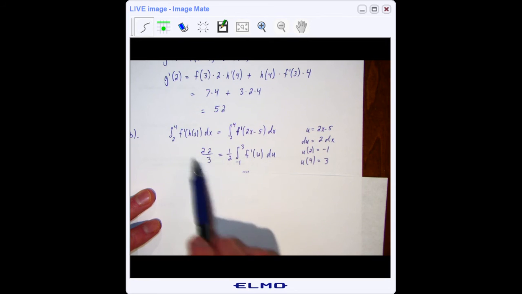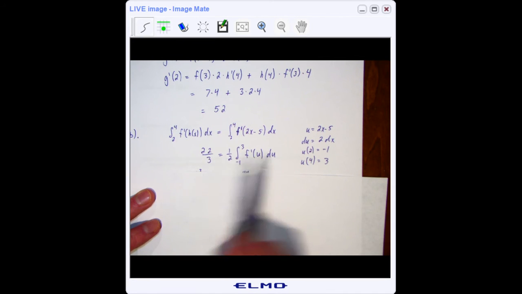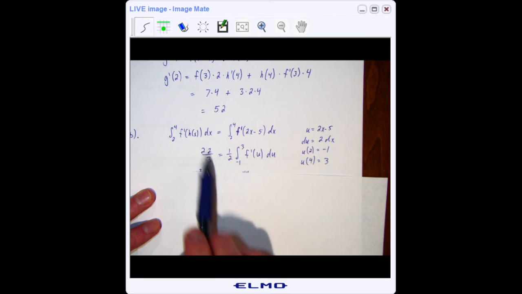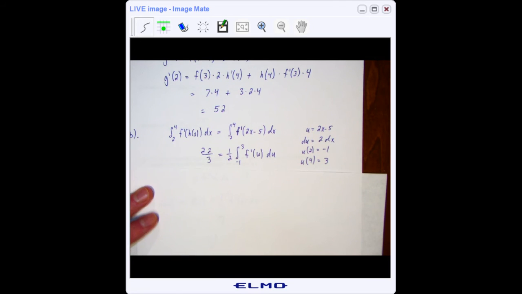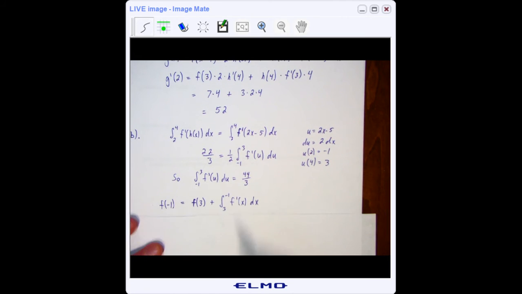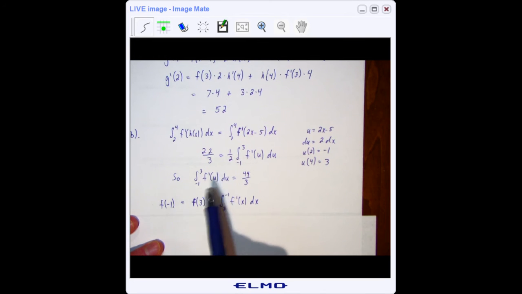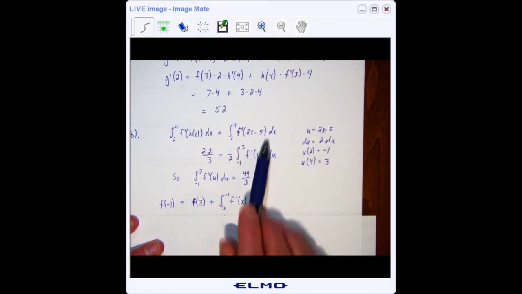That is equal to 22 thirds. So this integral here equals 22 thirds, because that's what I was given in the problem. All right. Now, notice I have this integral. Hey, that's kind of what I want, right? That's where this is going to show up. This integral is what I want. I need to get this by itself, so I'm going to multiply by 2. So this integral by itself, -1 to 3 of f prime of u du, is 44 thirds. All right, I know that from the information given.